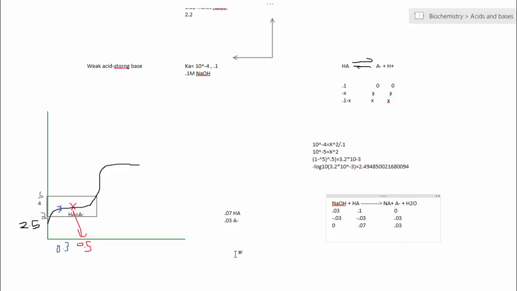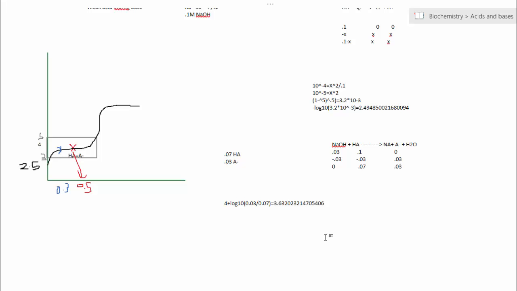And now by using the Henderson-Hasselbalch equation, we find that the pH equals 4, which is the pKa, plus the logarithm of the base, which is 0.03 divided by 0.07, which will equal 3.63.